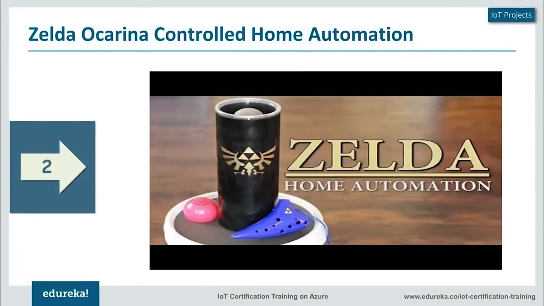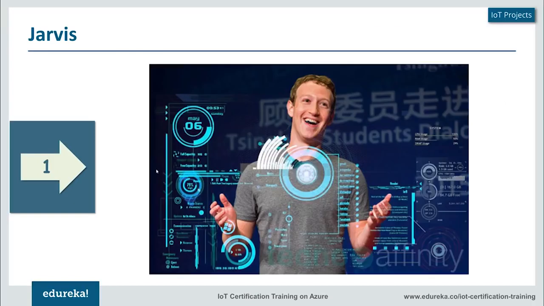Next on our list, at number 1, if you've not already guessed, is Jarvis. Jarvis is the artificial intelligence system that Facebook's creator Mark Zuckerberg has built for his home automated system. I'm quite sure you've already seen the video of Mark Zuckerberg interacting with Jarvis, which has Morgan Freeman's voice. And if you've not, here's a quick glimpse into the same.